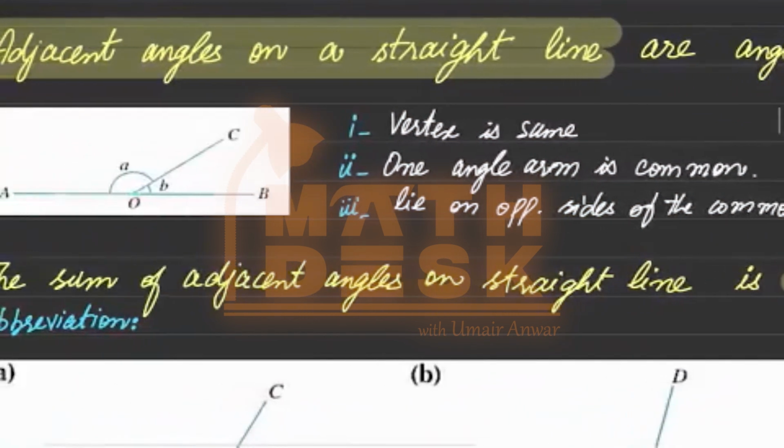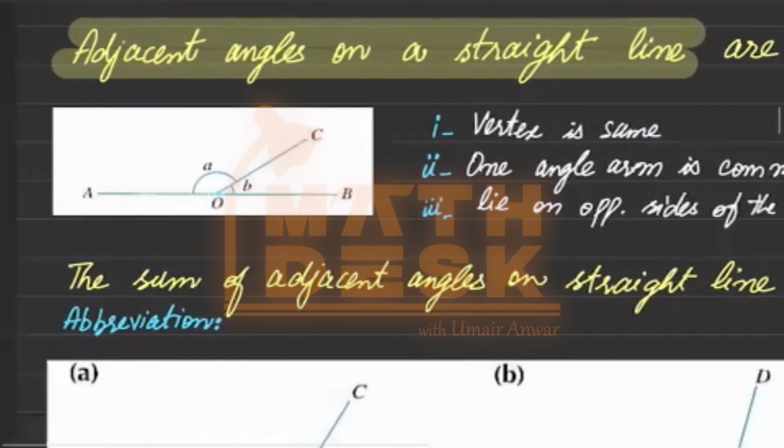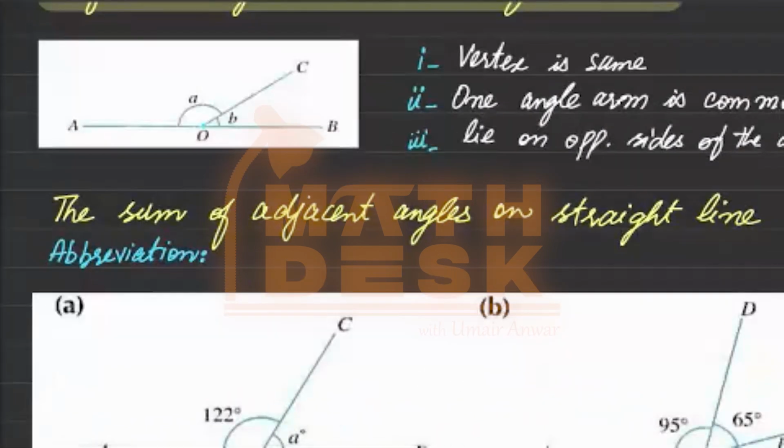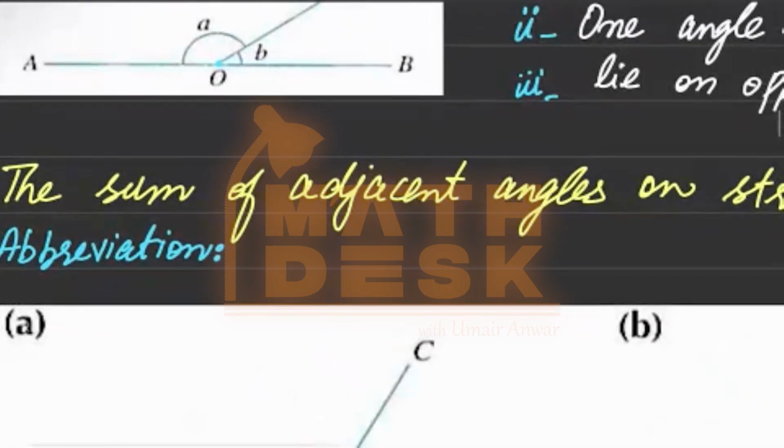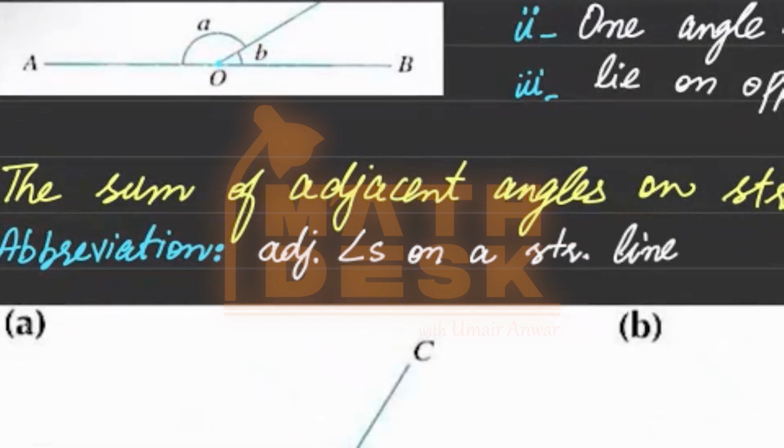Those adjacent angles which are being formed on a straight line. Now, they have an abbreviation. Whenever we use this argument in our questions, we write it in some short words: adjacent angles on a straight line. Through this abbreviation, we can represent the argument that two angles were adjacent and formed on a straight line, so their sum must be equal to 180 degrees.